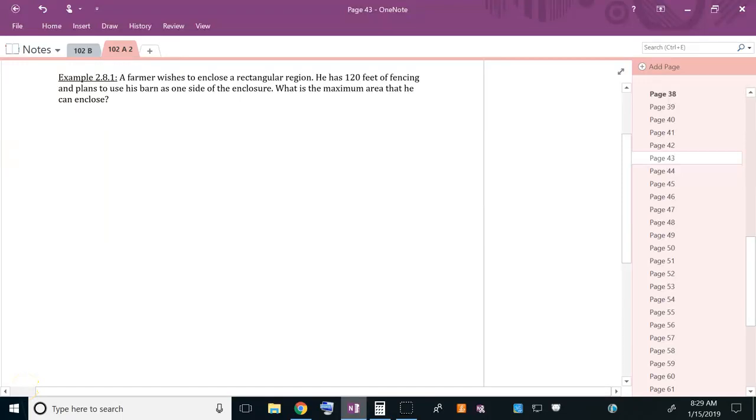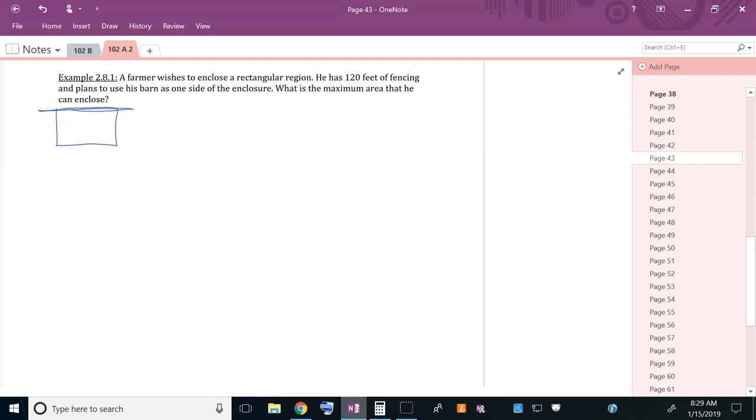Math 102, example 2.8.1. So we've seen how to solve quadratic equations. So now let's do some applications, story problems. All right, so here I'm going to make a rectangular region. So let's start by drawing a rectangle.